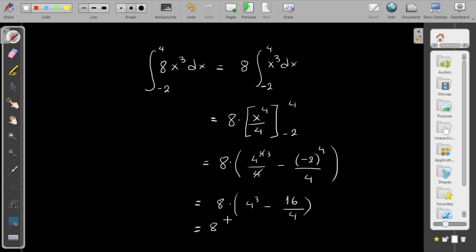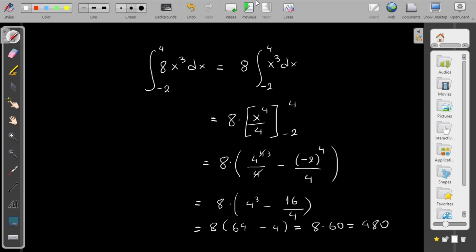So the value is going to be 16 times 4, which is 64, minus 4. So it is 8 times 60, which is 480. So this is how the definite integral works.